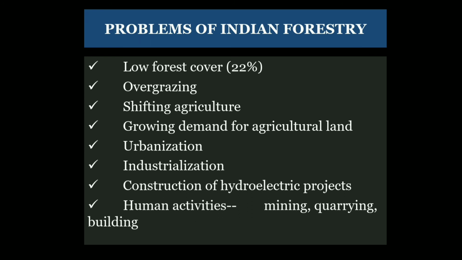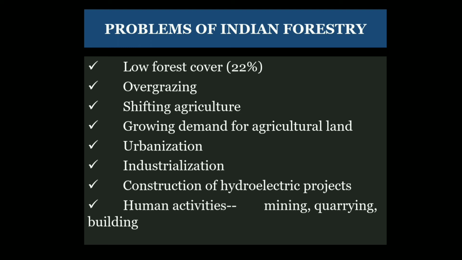Problems of Indian forestry. The first one, low forest cover. The forest cover in India is only 21.02% as against the world average of about 35%. Overgrazing. Overgrazing by cattle, sheep and goats in hilly and mountainous areas damages the forest cover. Shifting agriculture. Jhum or shifting cultivation by tribals in hilly areas causes extensive damage.